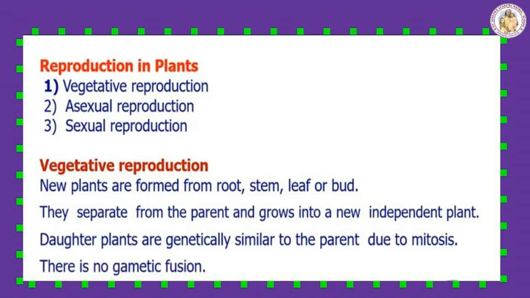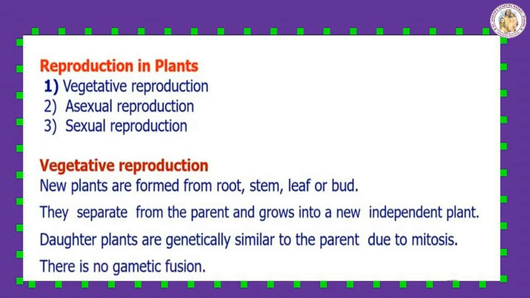First, vegetative reproduction. In this type, new plants are formed from the vegetative, that is somatic cells, buds or organs of the plant. Vegetative parts of the plant, that is root, stem, leaf or bud, get detached from the parent body and grow into an independent daughter plant. It has mitotic division and no gametic fusion. That is, daughter plants are genetically similar to the parent plant. So vegetative reproduction may take place through leaf, stem, root and bulbs.